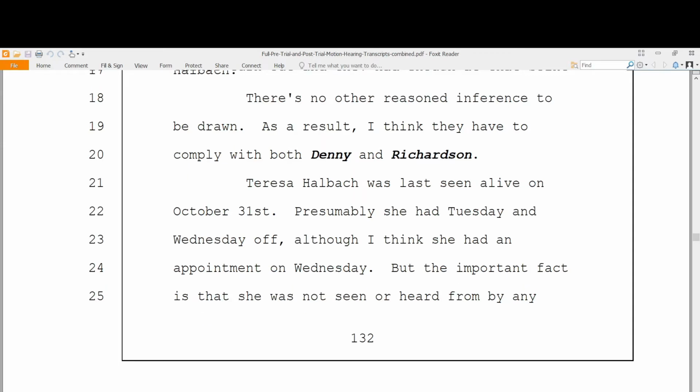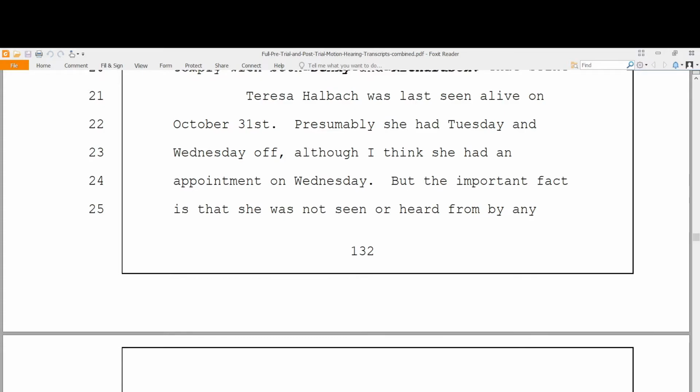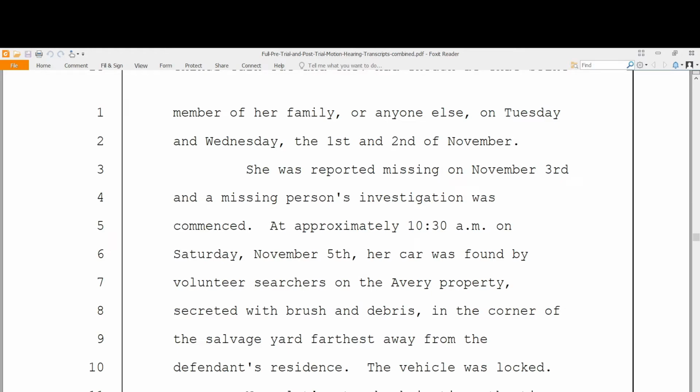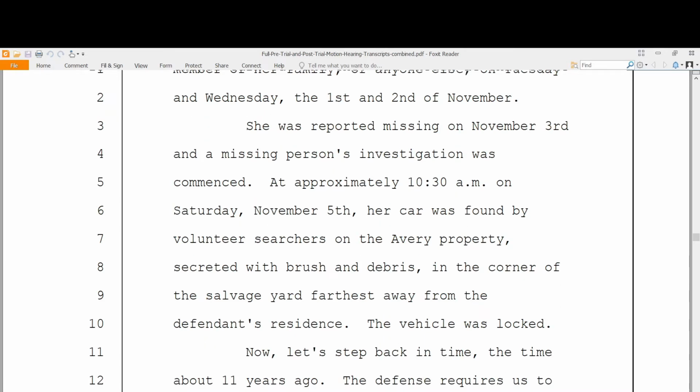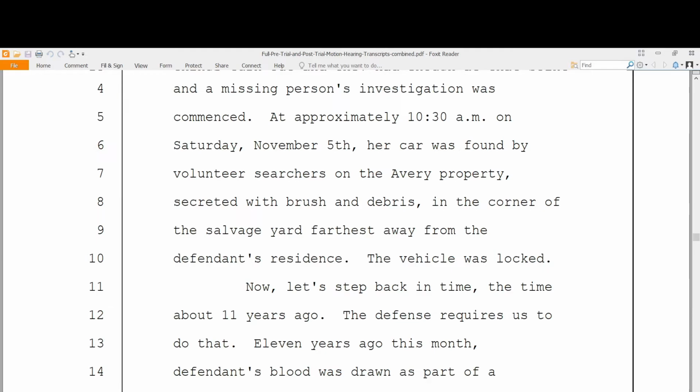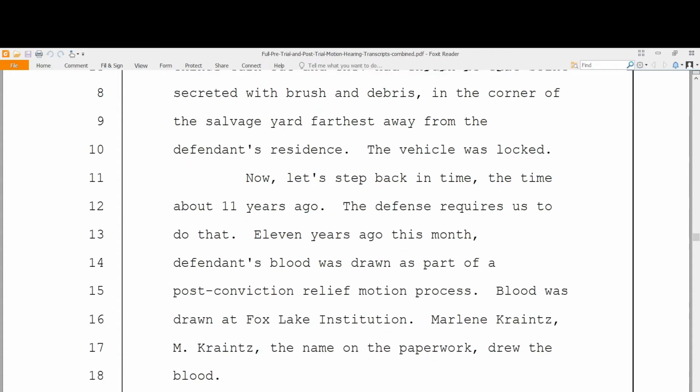Teresa Halbach was last seen alive on October 31st. Presumably, she had Tuesday and Wednesday off, although I think she had an appointment on Wednesday. But the important fact is that she was not seen or heard from by any member of her family or anyone else on Tuesday and Wednesday, the 1st and the 2nd of November. She was reported missing on November 3rd, and a missing persons report investigation was commenced. At approximately 10:30 a.m. on Saturday, November 5th, her car was found by volunteer searchers on the Avery property, secreted with brush and debris in the corner of the salvage yard farthest away from the defendant's residence.